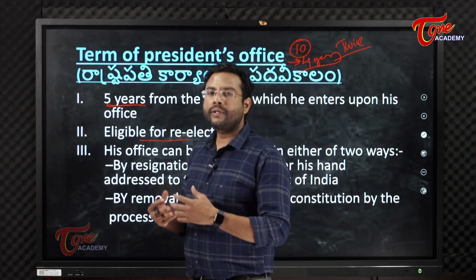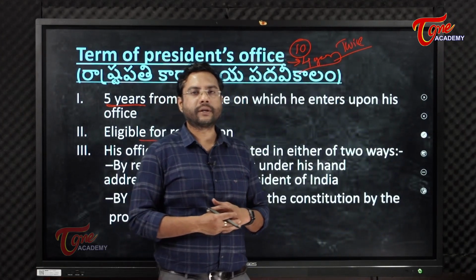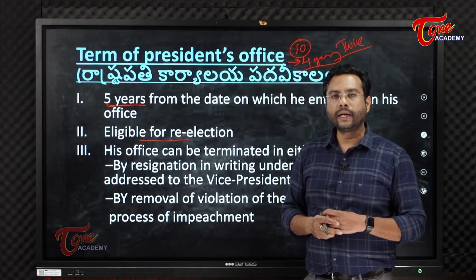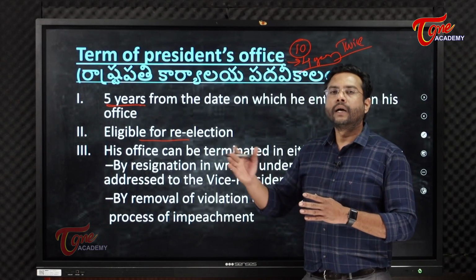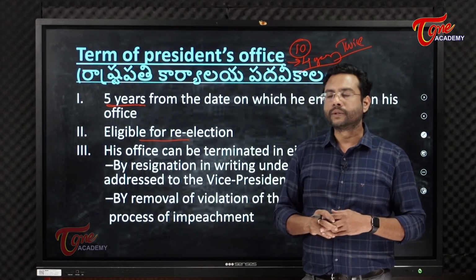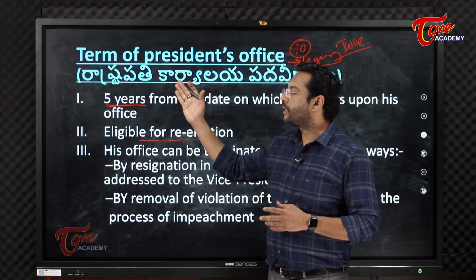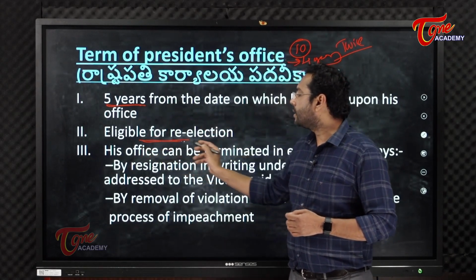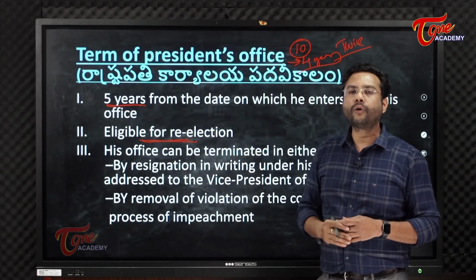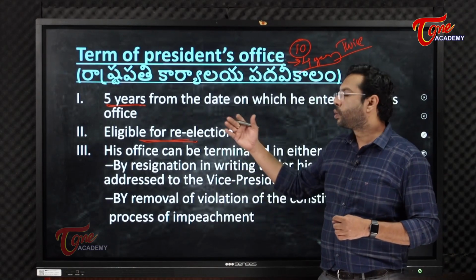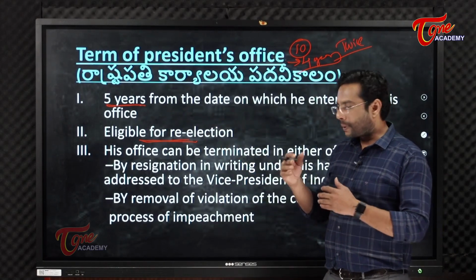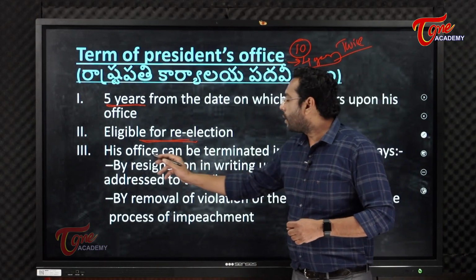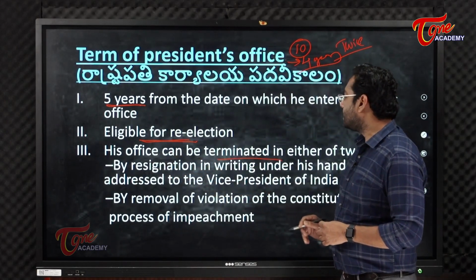But history says that only the first President of India, Dr. Rajendra Prasad, was re-elected, and he is the only president who continued for 2 terms. So generally we say that the president is eligible for re-election. There is a precedent followed here of a maximum of 2 elections, or a president could contest one more time. So his office can be terminated.